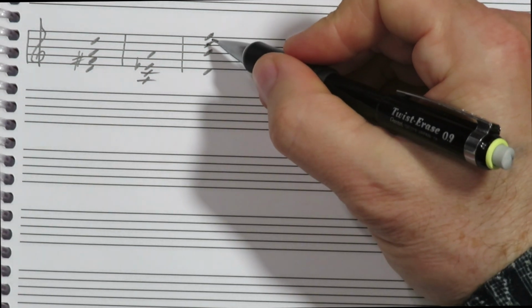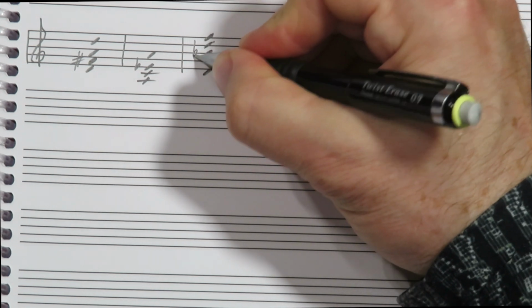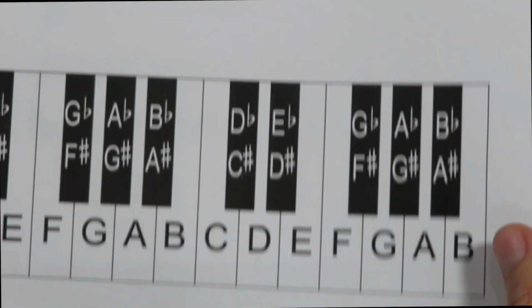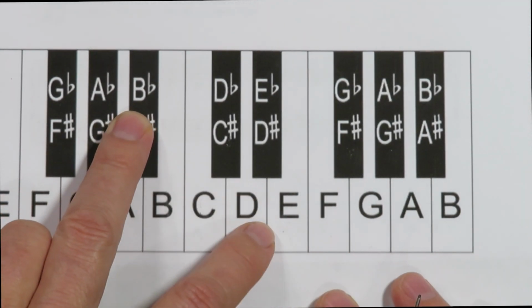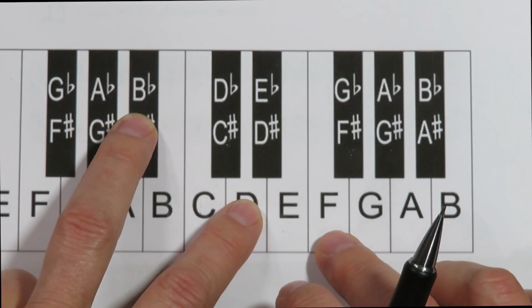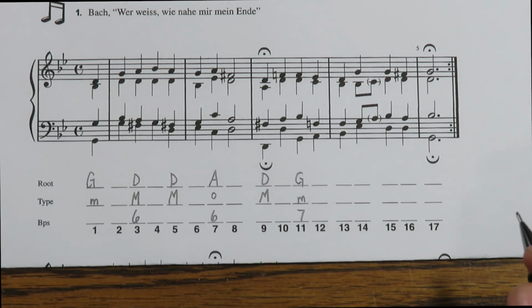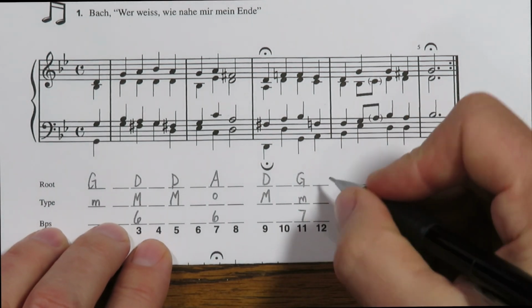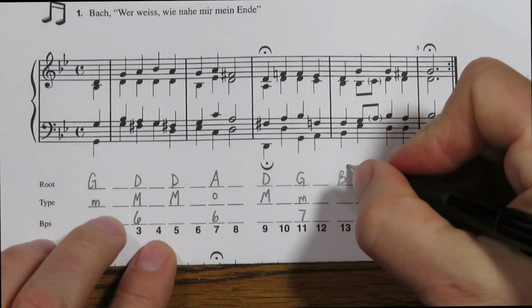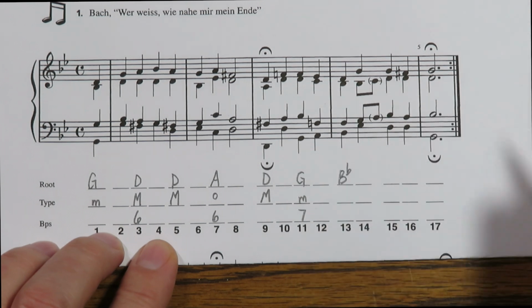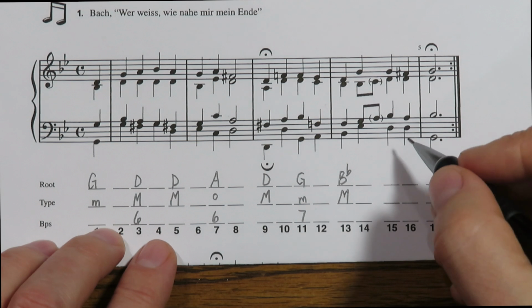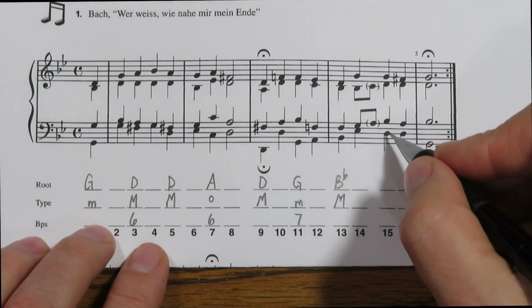Alright? B flat, D, F. Let me check that out. B flat to D is a major third. So it's going to be a major triad, B flat major. And it's in root position. So here we go. B flat, major. Okay.